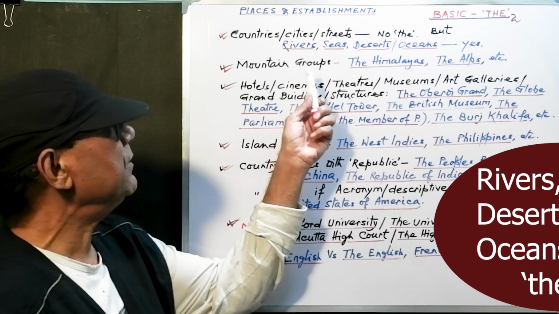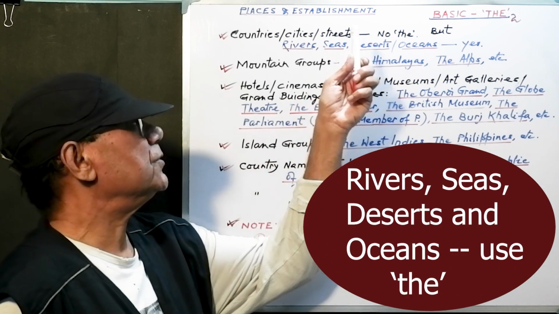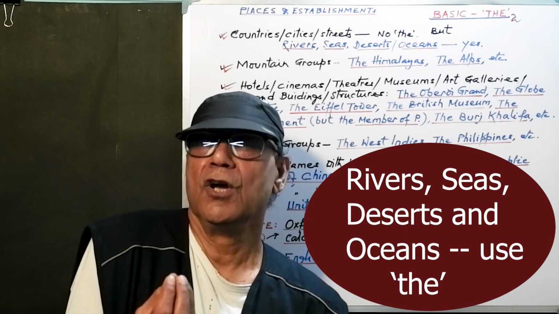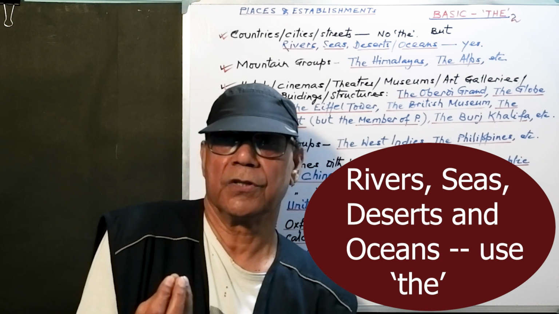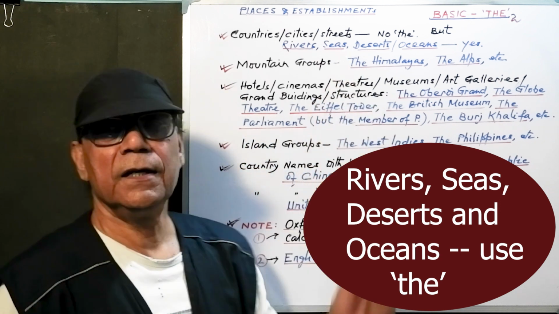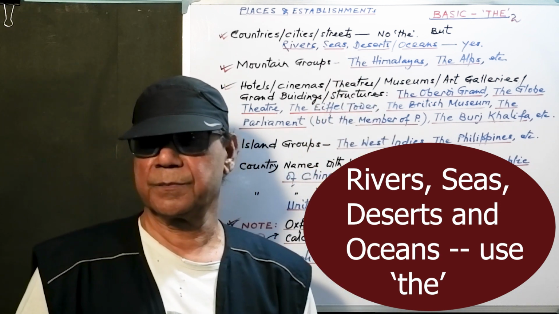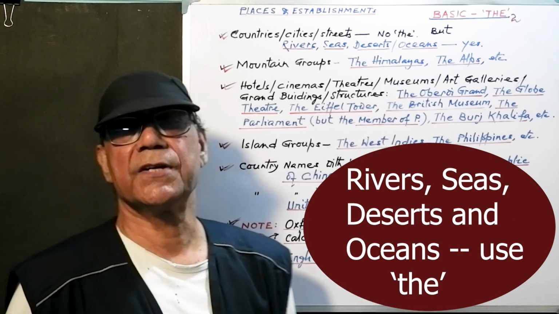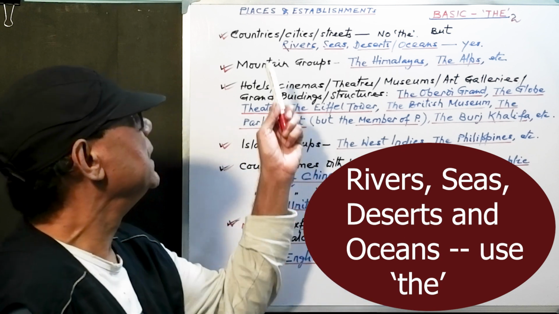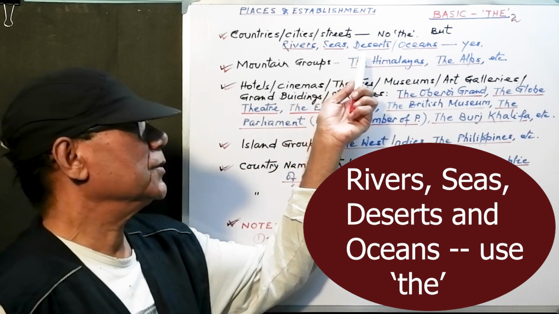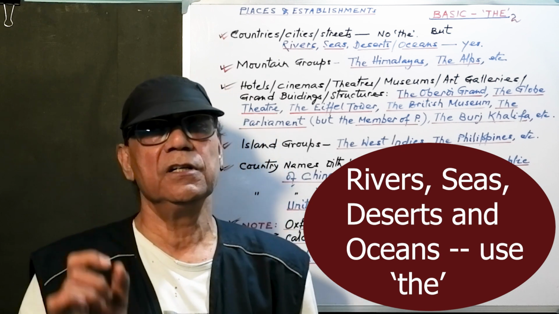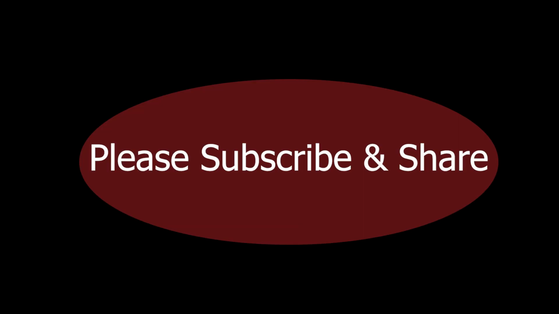Come to rivers, seas, deserts, oceans. Do they require the definite article? Of course they do. The Ganga, the Thames, the Atlantic Ocean, the Sahara, etc. So remember this: rivers, seas, deserts, oceans, they require the definite article the.